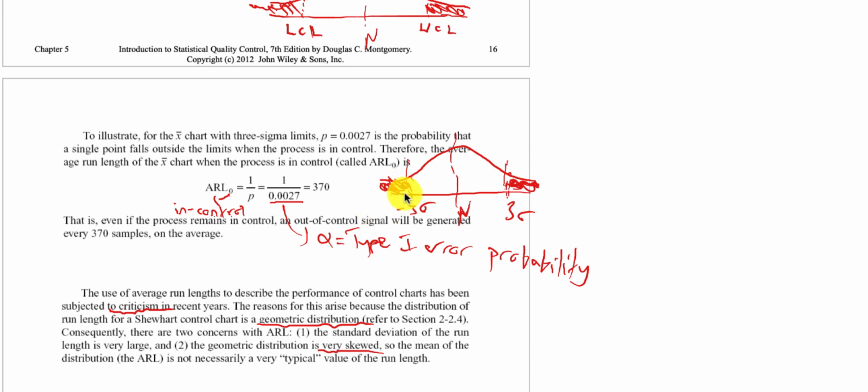So the shaded region probability here is 0.027. So 1 over that probability value is 370. This value tells us that, in average, in expectation, after taking 370 samples we are going to observe an out of control point in the process which is in control. Observing this out of control point is actually random. It's not about assignable causes here.